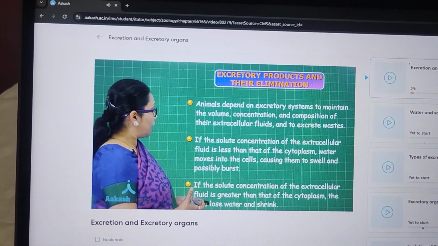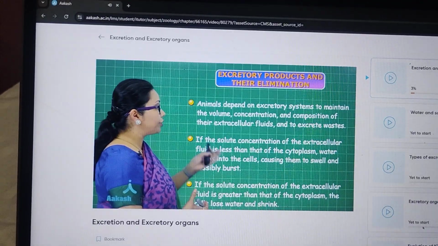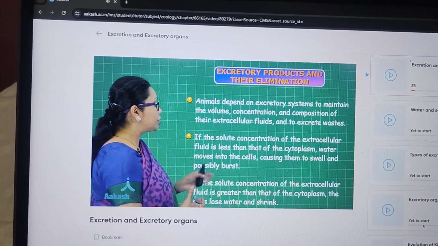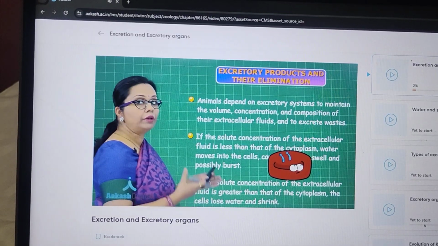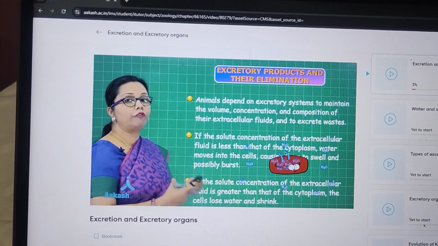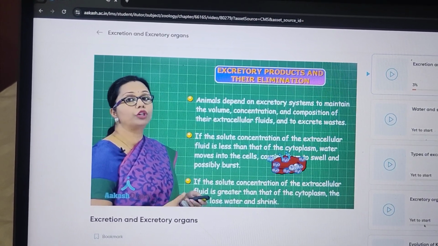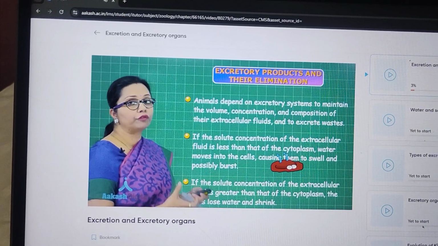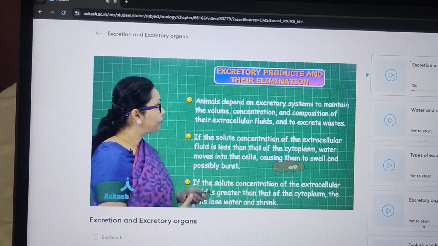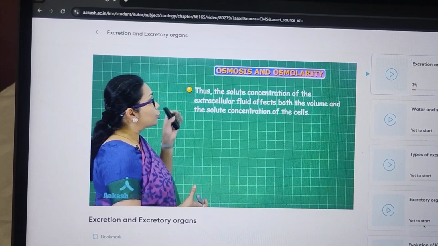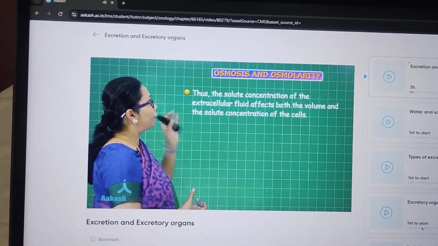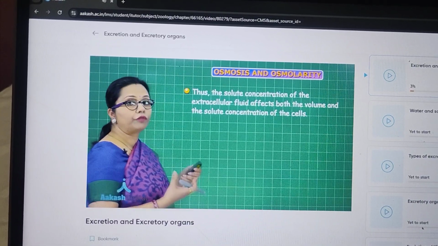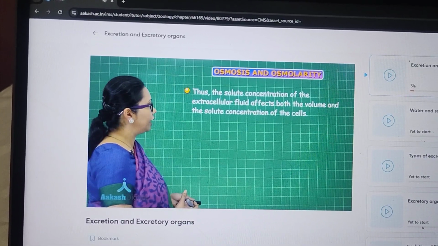So in this case, the solute concentration, we had seen if it is less, then what happens? If it is more, then what would happen? The water from the cell will move out and the cell would shrink. And if the cell shrinks, certainly the functions of the cells cannot be performed. So the solute concentration of the extracellular fluid affects both the volume and solute concentration of the cells. So both of these are interrelated.